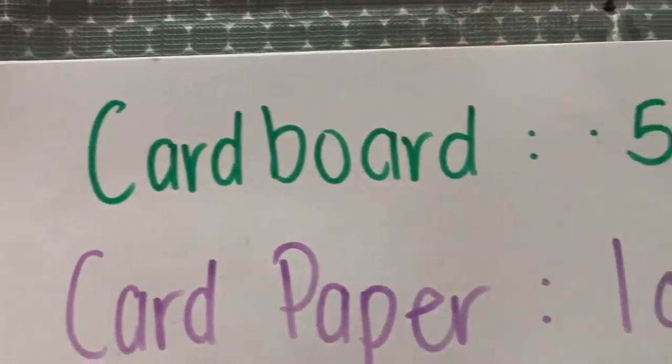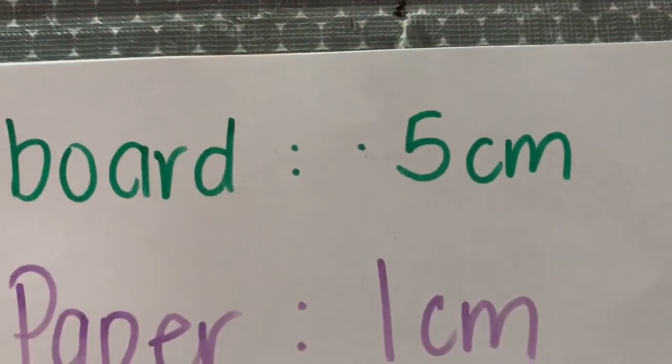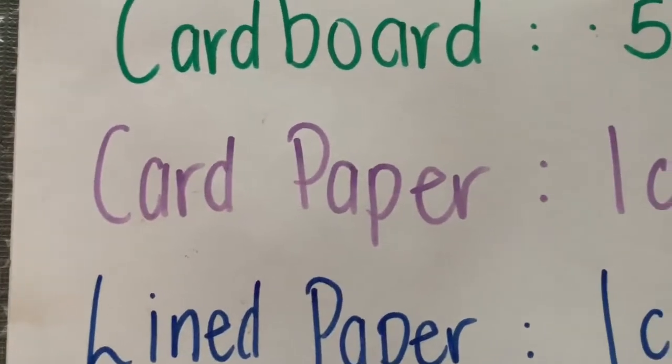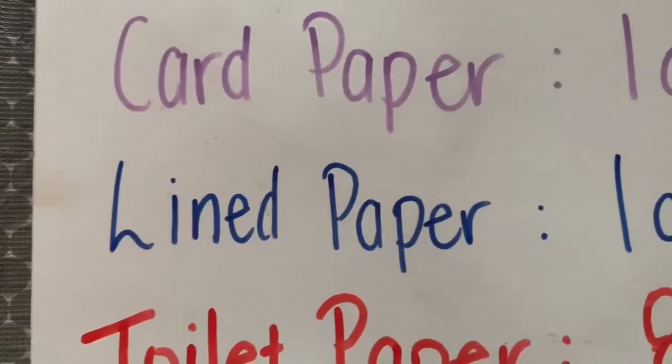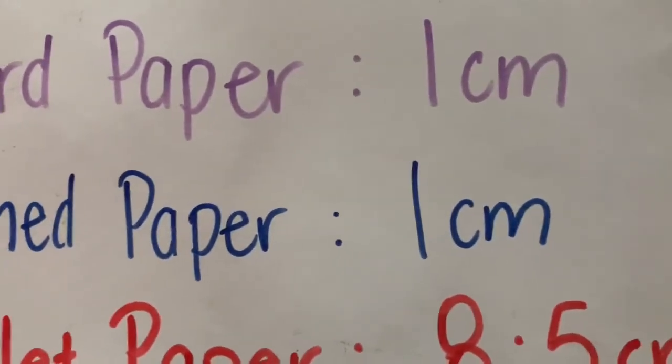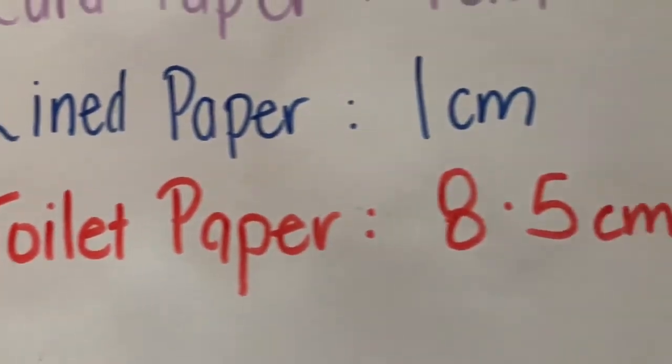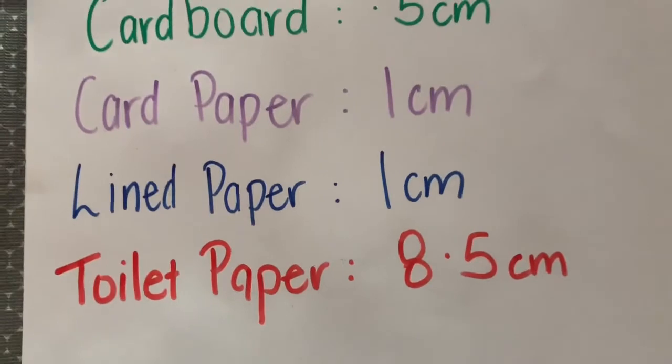On our cardboard, the water travelled 0.5 centimetres. On our card paper, it travelled 1 centimetre. On our lined paper, it travelled 1 centimetre. And on our toilet paper, it travelled 8.5 centimetres.